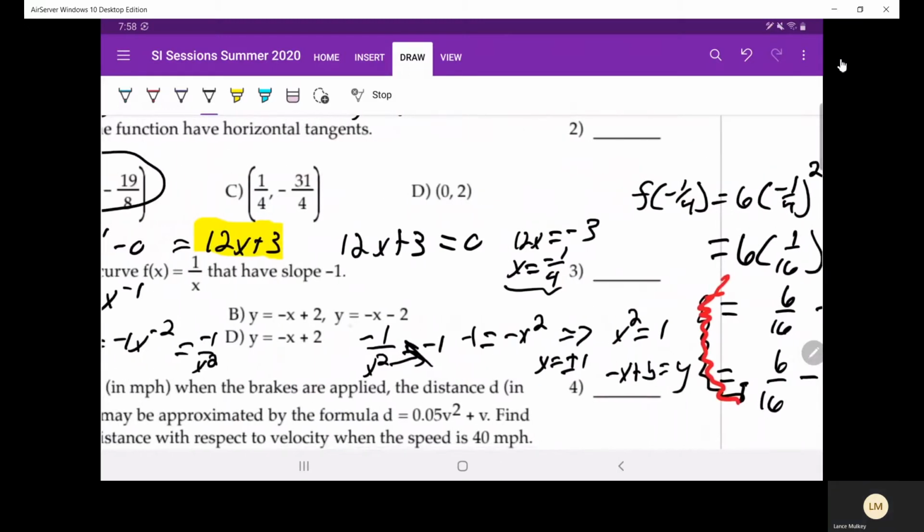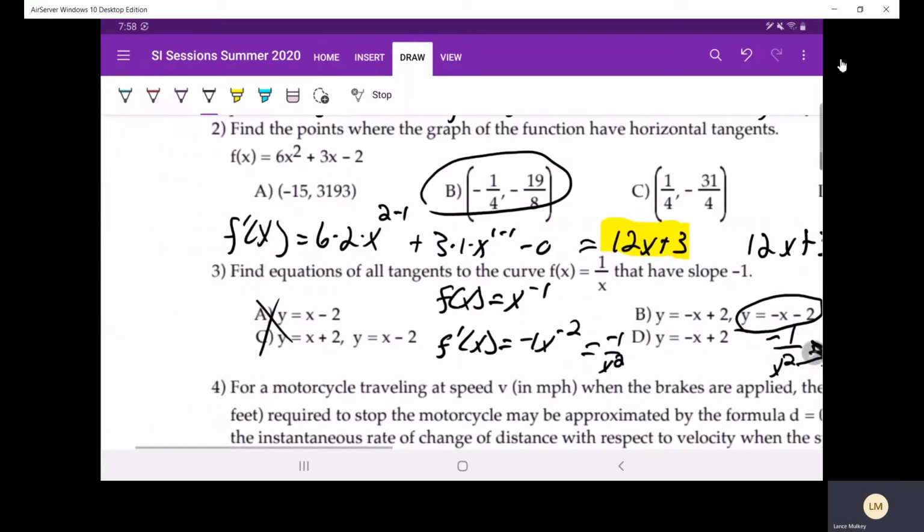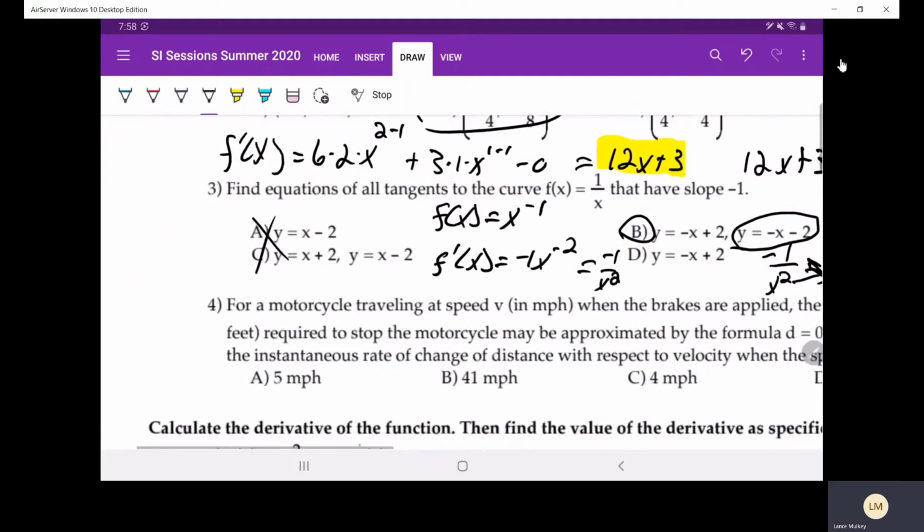So we know that one's correct. These two don't have it. So your only answer is B. Sorry that took me so long.